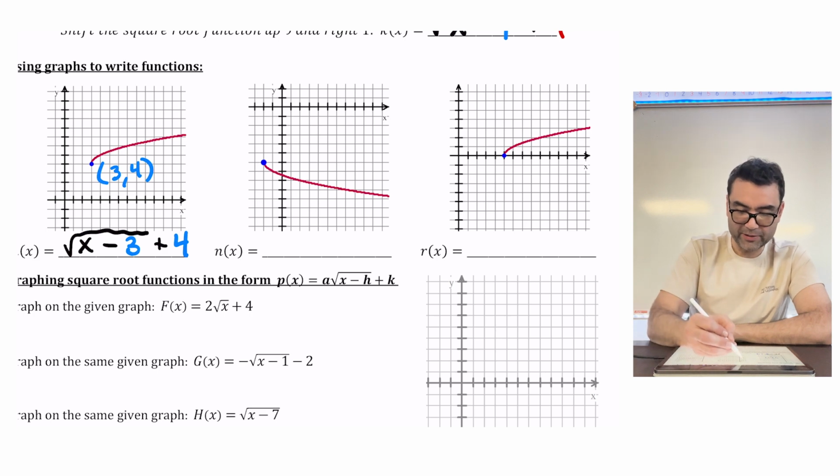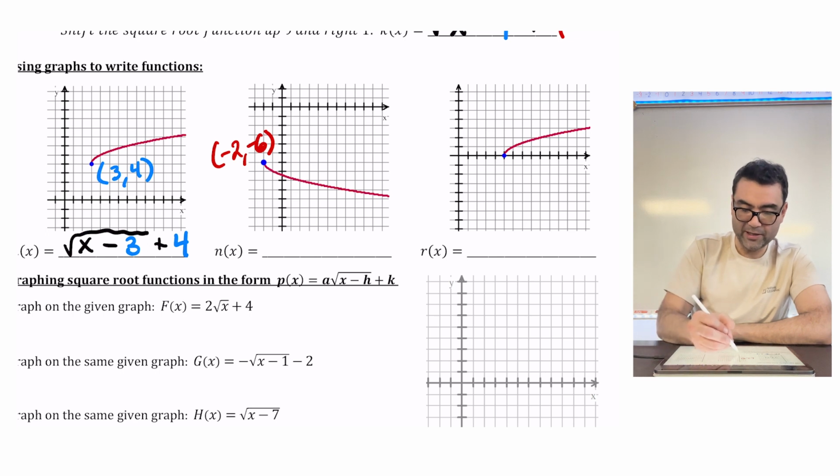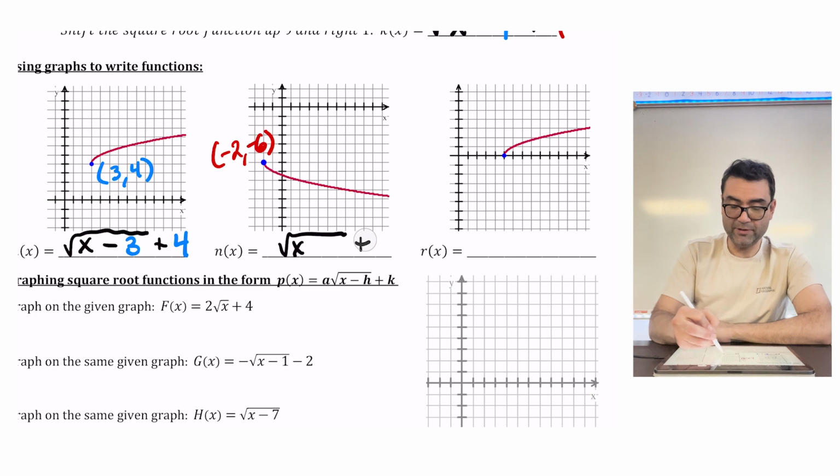In the next function, this point here that it begins at is (-2, -6). So if I were to try to develop my square root function, well, it is moving down, so I know my k value is negative, so I'm going to write -6. I know that the function has to move left 2, so if I were to call this x minus a negative 2 as my h value, this would be x plus 2.